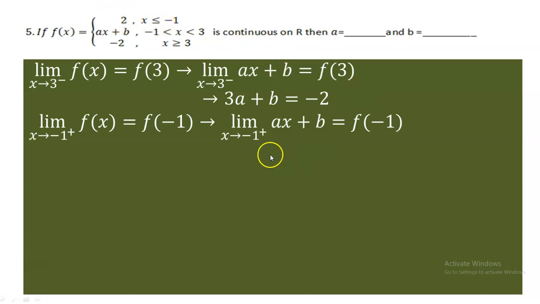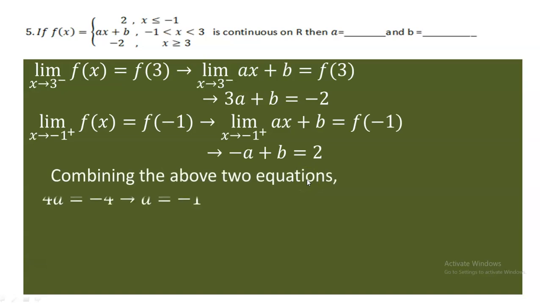So can we directly put minus 1 here in place of x? Possible, because nothing makes it undefined here. So this turns out to be minus a plus b, right? Minus a plus b is equal to 2. Now, dear students, we have obtained two unknowns with two equations. So this can be solved, right? We can directly subtract: 3a minus minus a gives 4a, b minus b is 0, and minus 2 minus 2 is minus 4. So the value of a is going to be minus 1, clearly.